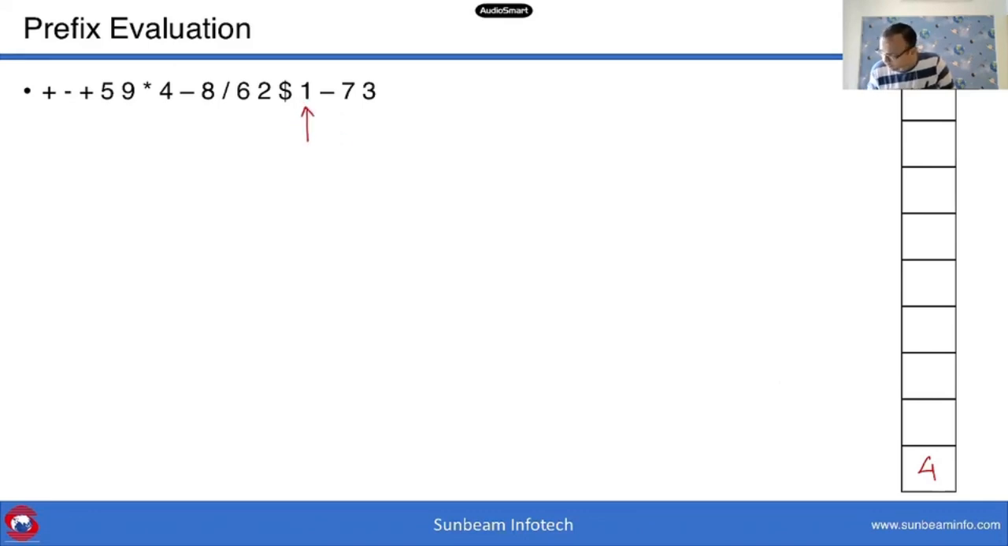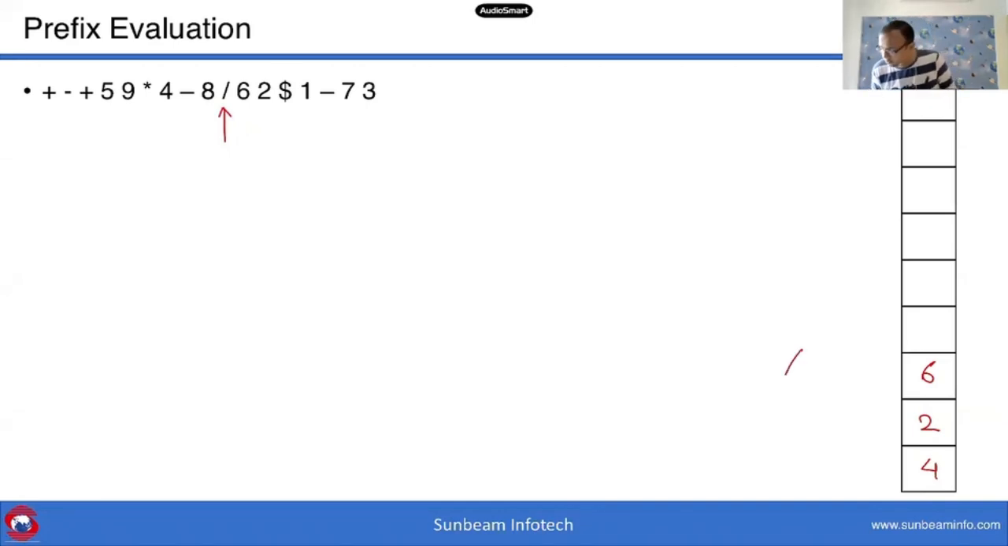You continue further. Next, you have 1. 1 is an operand, put it onto the stack. Next is probably dollar. How is it solved? You get 1 over here, you pop 4, 1 raised to 4 is basically 4. The result is 4, and you put it back onto the stack. You continue further, we have, let's say, 2, then 6, and then division.